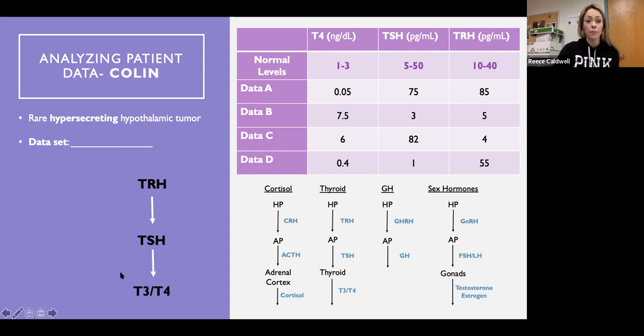So now that we've drawn out our pathway, now we're going to draw out some arrows. And these arrows are going to indicate whether we're increasing the production and release of one of these hormones or decreasing the production and release of one of these hormones. So how we start is we look at the condition we're given. Colin has a rare hyper-secreting hypothalamic tumor. So what this tells us is that he is increasing the release of one of the tropic hormones. He is causing this increased cascading effect of increasing release of all of these.